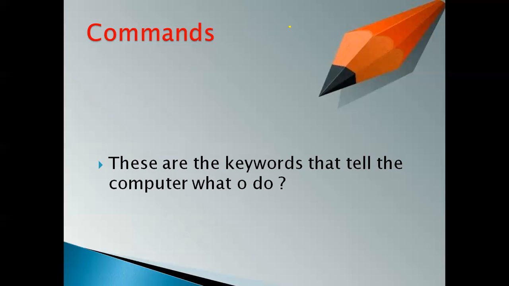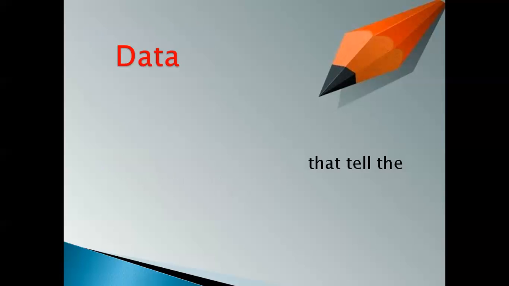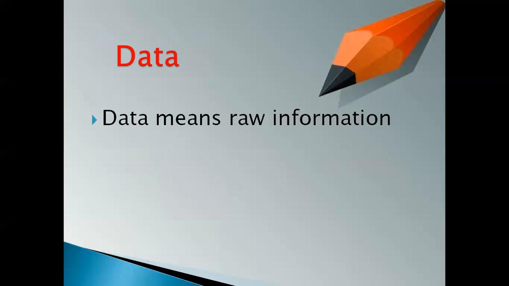So these instructions we have to write, and for that there are specific commands. Those keywords we have to use. So command means the keywords that tell the computer what to do. Actually the program is made of different sets of commands only. Next concept is data. Data means the instruction or information which we enter into the computer, a raw type of information.